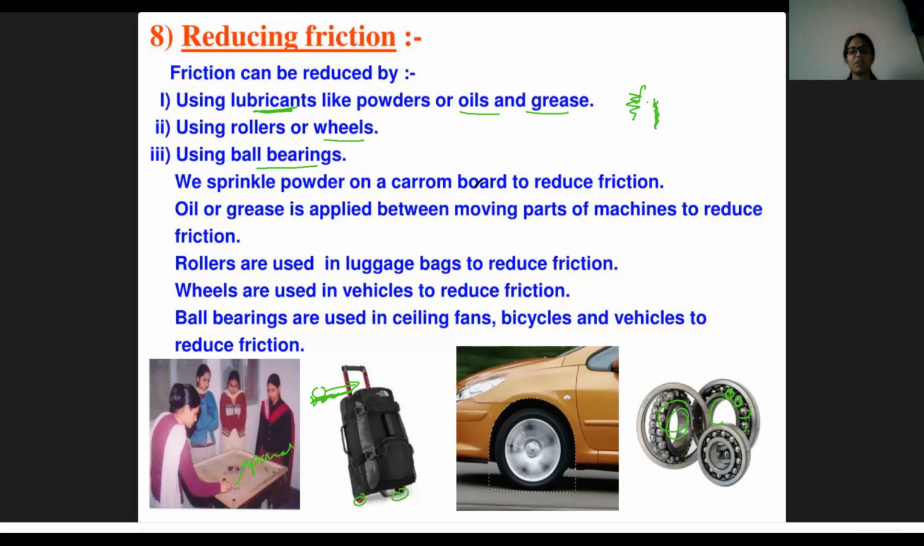Okay, this is about how to reduce the friction and how to increase the friction. Be clear, I think.